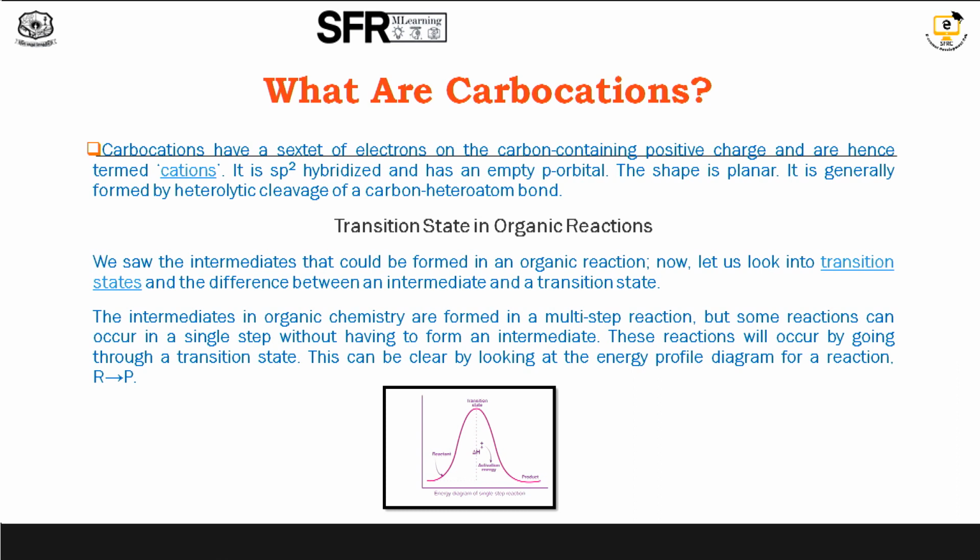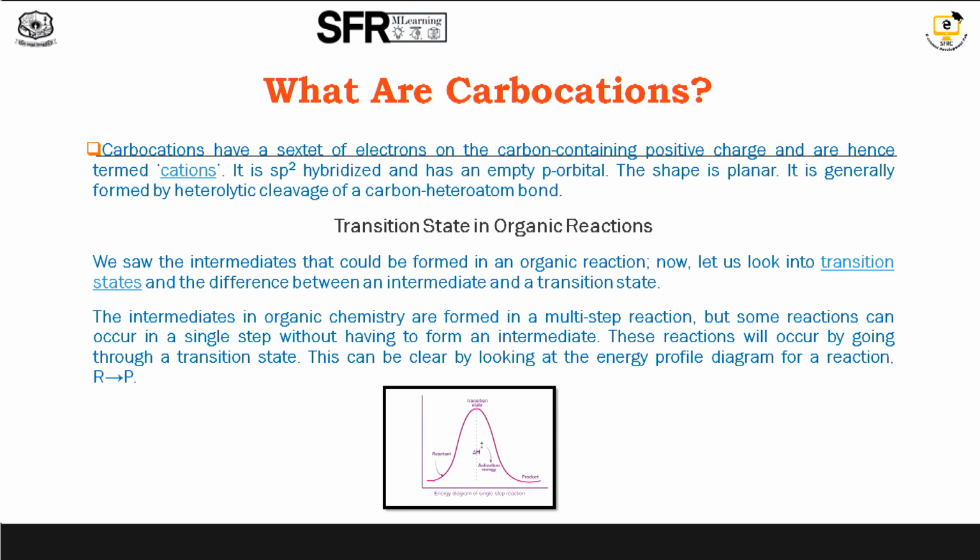These also have a sextet of electrons on the carbon containing the positive charge, and hence they are termed cations. Okay, a carbon which possesses the positive charge is named a carbocation. And here the hybridization state of the carbon is sp2, it has one empty p orbital and the shape is planar. This is also formed generally by the heterolytic cleavage of the carbon-carbon bonds.